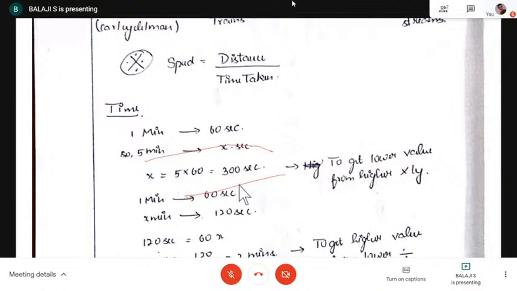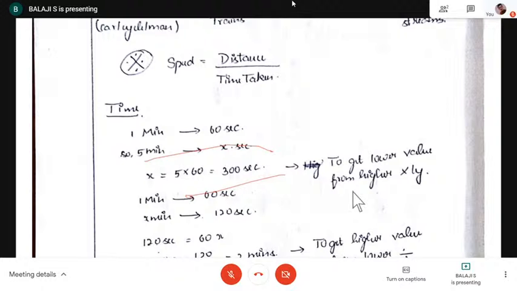And the second thing is, see here, 1 minute is equal to 60 seconds. Then for how many minutes is 120 seconds? Again, apply the same cross rule. 120 into 1 is equal to 60 into x. Now what is x? x is equal to 120 by 60, which is 2 minutes. So to get a lower value from a higher value, we must multiply, and to get a higher value from a lower value, we must divide. Okay, I hope you understand.